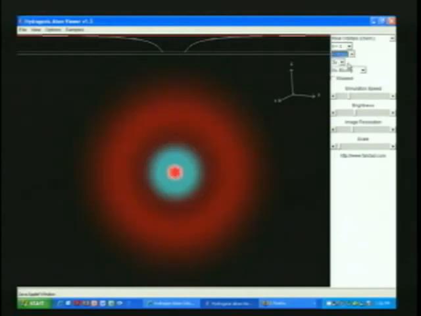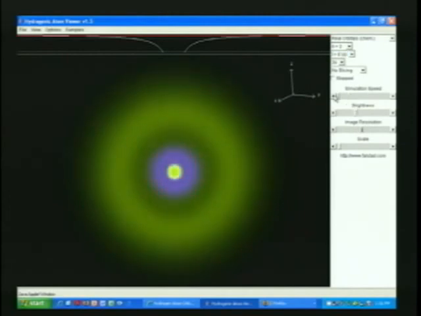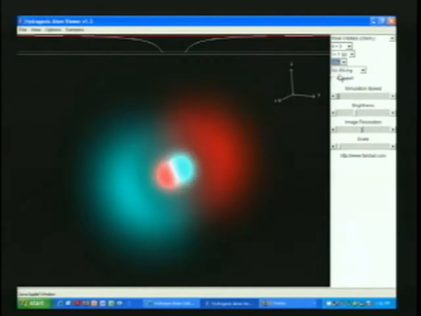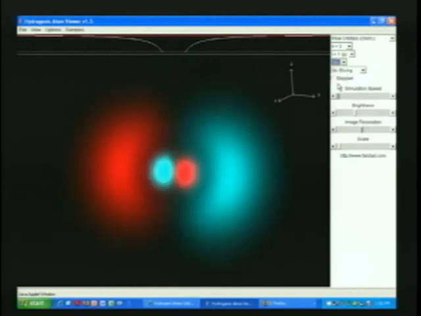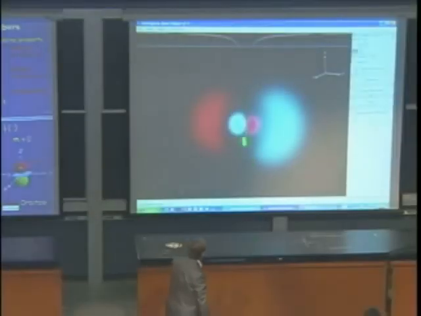Now let's look at the n equals 3. So L equals 0. How many nodes do we have? 2. There's got to be one here, and one here. See, and it's changing. The resolution is not too great. Let's get the resolution a little better. Okay. Now, we have L equals 1. That would be the 3p electron. The 3pz goes into the z direction. This goes in the x direction. And this goes in the y direction. So there are nodes here and here.